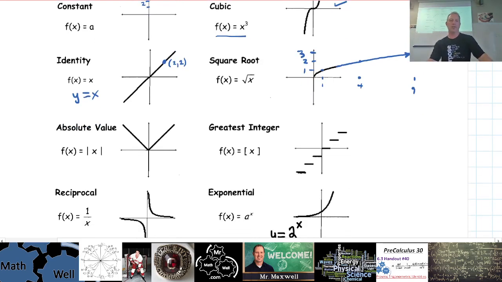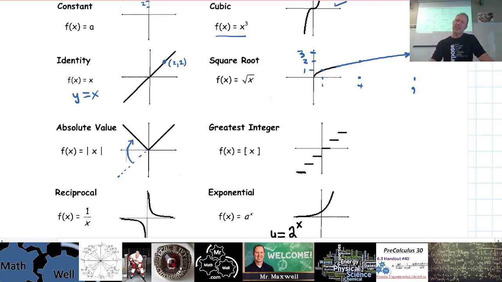Absolute value function. Remember, there's no negatives in an absolute value function that hasn't been transformed anyways. But y equals the absolute value of x would look something like this. It's like a y equals x line, but anything that was negative gets automatically flipped to positive. That's what the absolute value means.